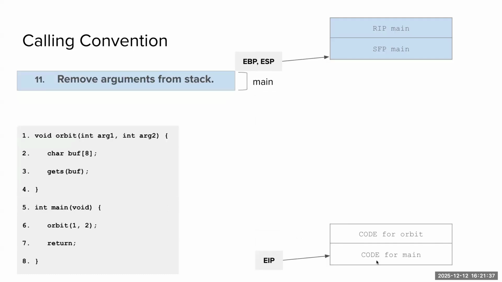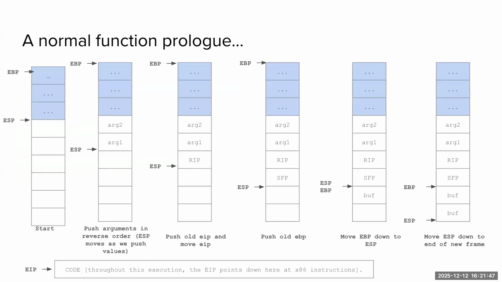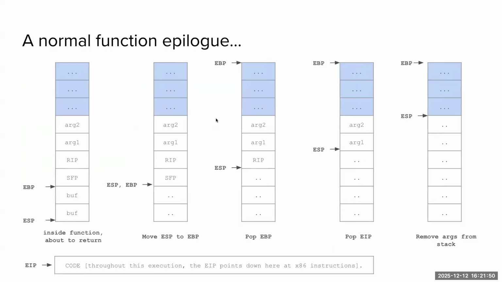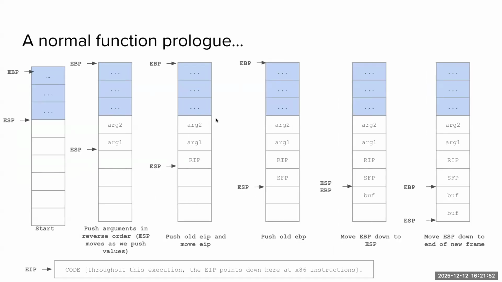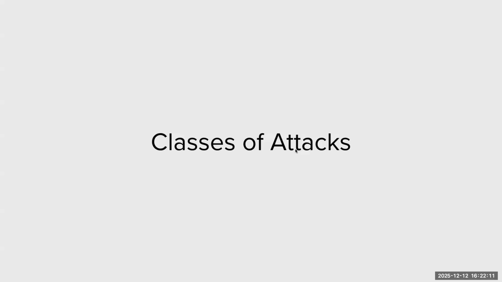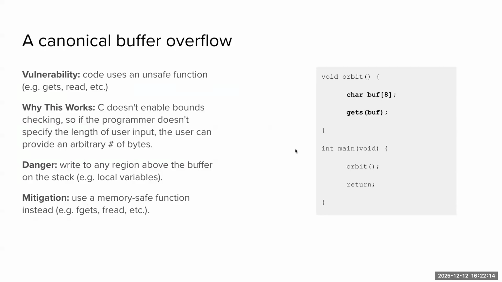And then lastly, the main function is going to remove all of those arguments from the stack because it no longer needs them, because orbit has already completed its execution. So yeah, this is what a normal function prolog looks like and a normal function epilogue. I think this is in the textbook as well. This is important to understand for the flow of memory safety vulnerabilities, because a lot of them exploit this calling convention structure. Okay, all right, we're going to move on to different attacks.